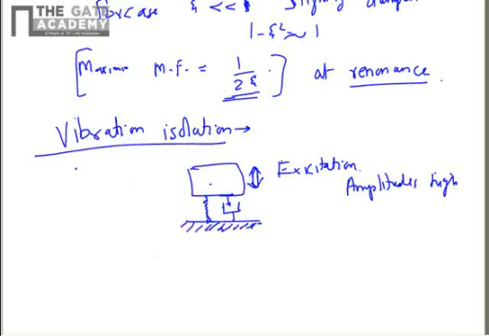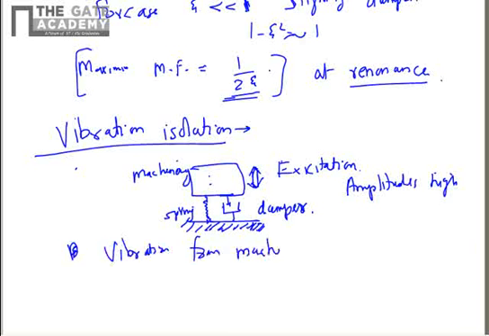So the machinery is supported on the land with the help of a spring and damper. This function is called vibration isolation, and it is required so that the surroundings of the machinery, the land, the substructure where it is supported, do not feel the excessive vibration. So vibration from machinery should not be transmitted to the base. This is called vibration isolation.